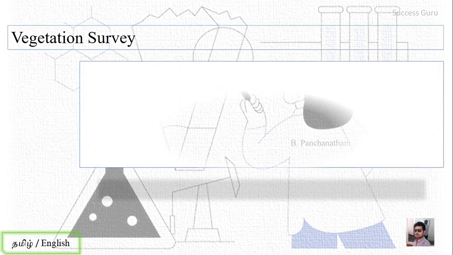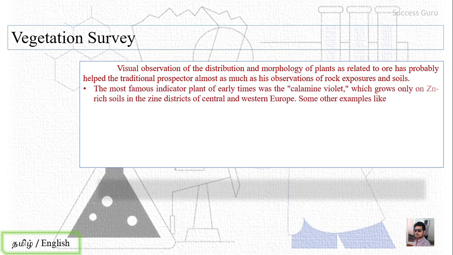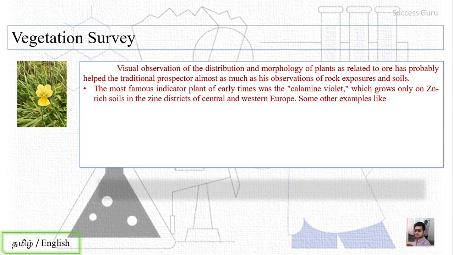The next one is the vegetation survey. The visual observation of distribution and morphology of plants as related to ore has probably helped the traditional prospectors almost as much as their observations of rock exposure and soil. The most famous indicator plant of earlier times was the calamine violet, which grows only in zinc-rich soil in the zinc district of Central and Western Europe.